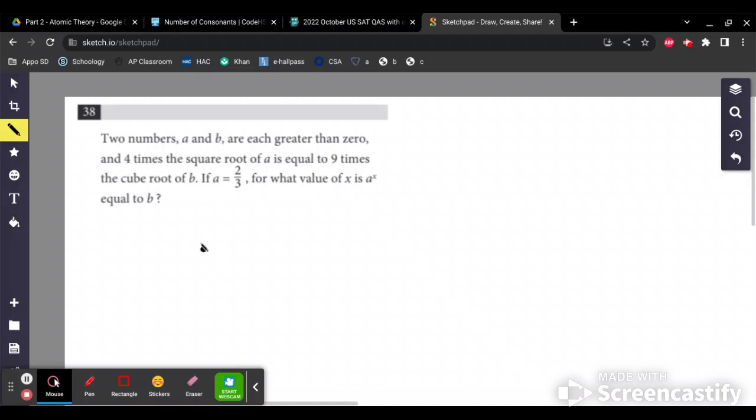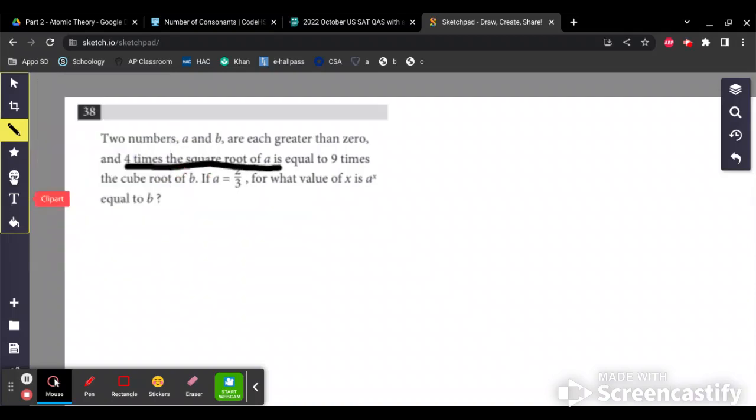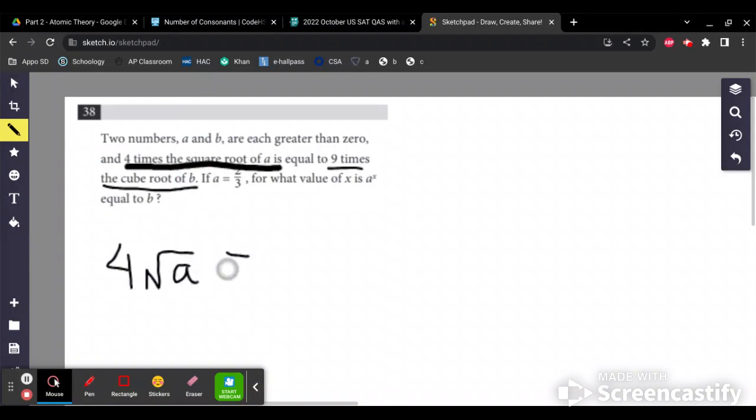So I want to write out this description here first about 4 times square root of a. Is equal to 9 times the cube root of b. So we have 4 root a equals 9 times the cube root of b.